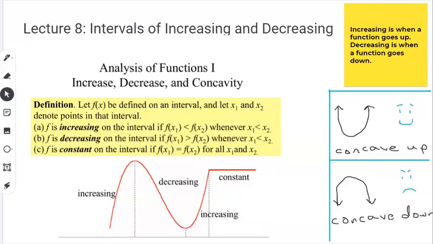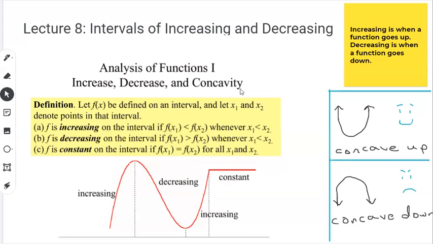Okay, today we're doing lecture 8, intervals of increasing and decreasing. So when I think of increasing and decreasing, I think of moving up and moving down. The first thing I wanted to say is increasing is when a function goes up and decreasing is when a function goes down. And there's a definition for increasing and decreasing, and I just wanted to go over that before we start getting into examples.